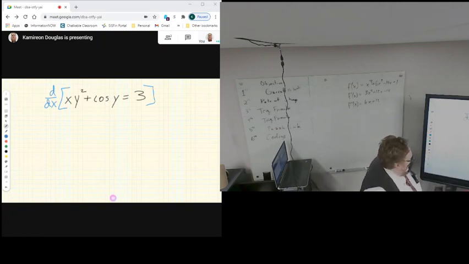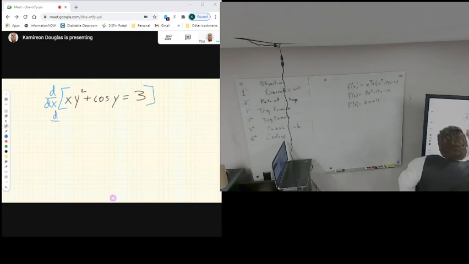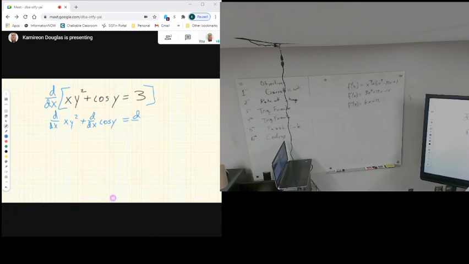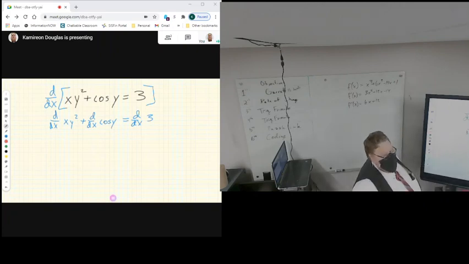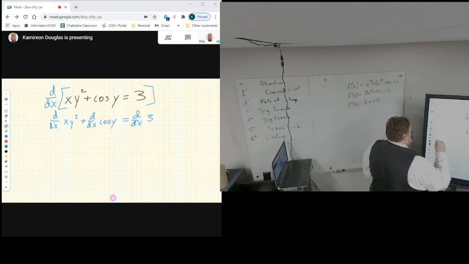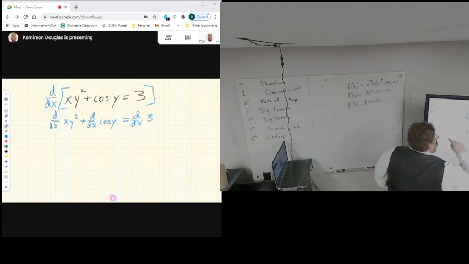Alright, let's start with the first piece. I have to take the derivative with respect to x of xy squared plus the derivative with respect to x of cosine of y equals the derivative with respect to x of 3. So your x is constant, so it's just going to be a 1. So then you have 2y. Be careful. These are being multiplied. Product rule. Gotta use the product rule. I got 2xy dy dx plus x prime y.